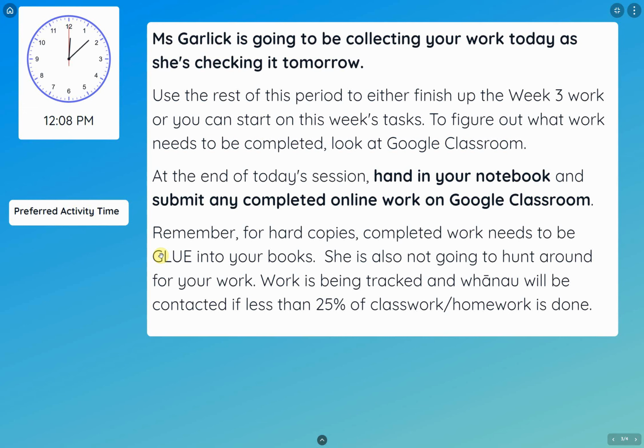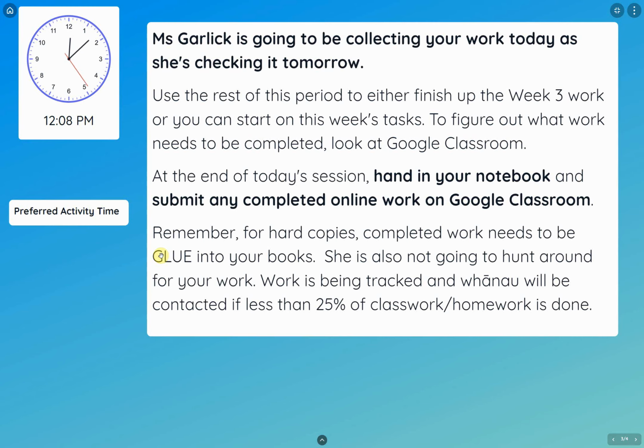So remember, at the end of today's session, you guys are going to be handing in your notebook, and if you are doing anything on hard copy, make sure it's glued into your notebook. I'm not going to tick it off as being done unless it's glued in because I don't like mess. If you're doing anything online, then submit it onto Google Classroom. I'm not going to be hunting around for your work, so if your work's not in your notebook or handed in online, I'm not checking it.